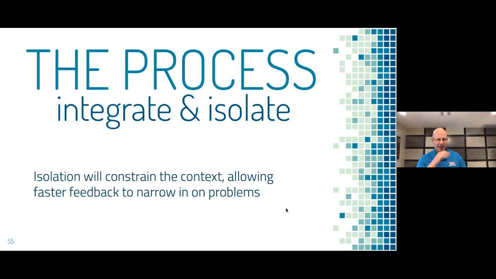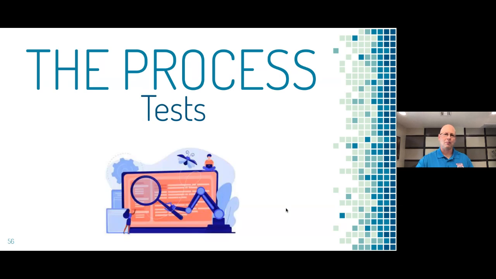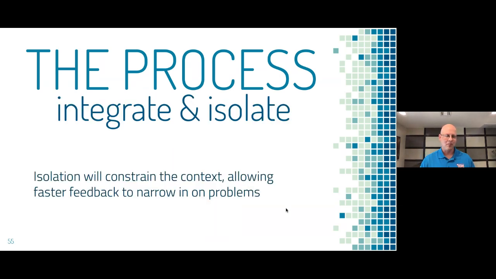So that's talking about the integration part. But the isolation part will help you constrain the context, allowing you to solve a particular problem faster. So if you're working on a feature, or if you're working on a specific module, being able to isolate that from the entire app will give you faster feedback for that module itself, and will allow you to debug and develop quicker. And then you'll need to put that back into the system to integrate that. So again, it's this push and pull, this tension between integration and isolation for the process.